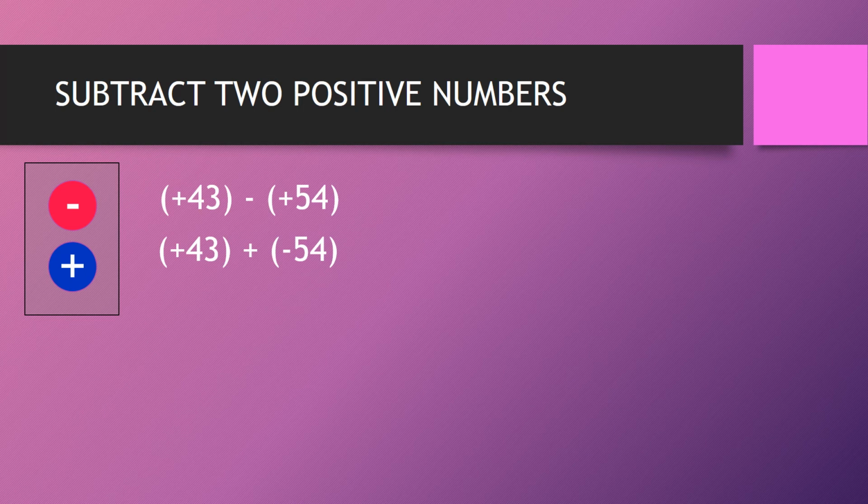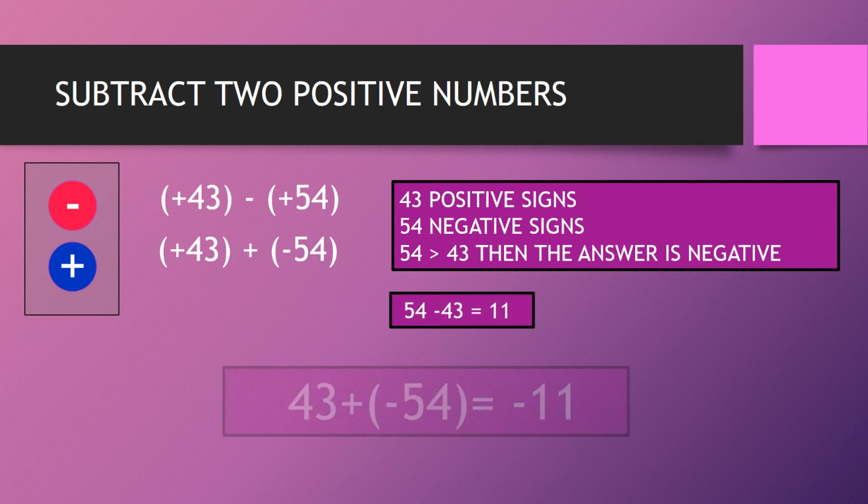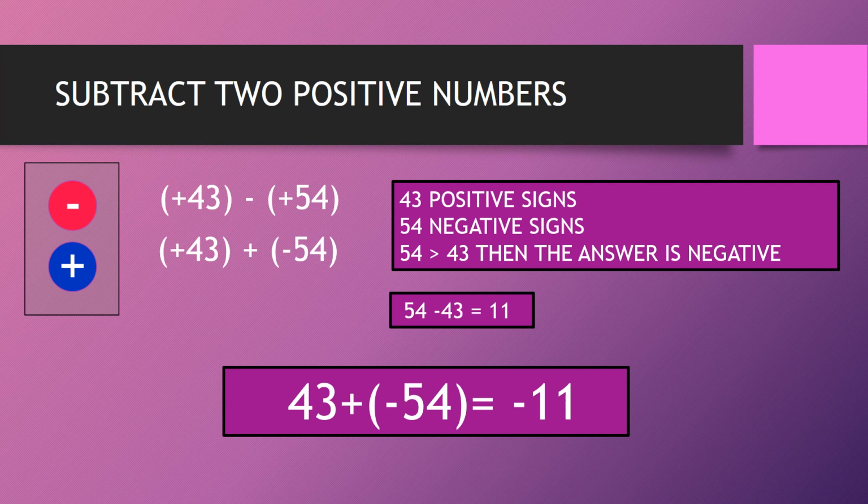What do I have to do? I need to find what is the more frequent sign. 43 positive signs, 54 negative signs. 54 is greater than 43. Then the answer has to be negative, because the number of negative signs is greater than 43. It's more frequently the negative sign than the positive sign. Now you subtract the two numbers, 11, and the final answer is negative 11.